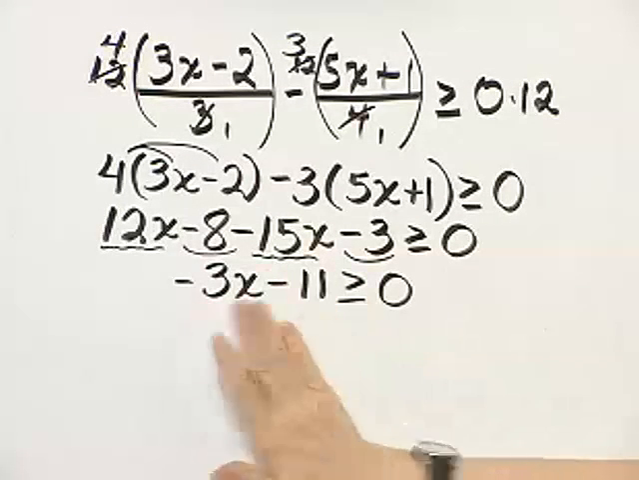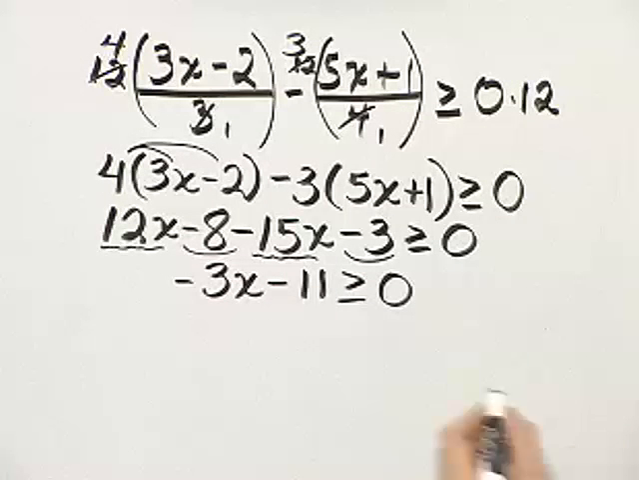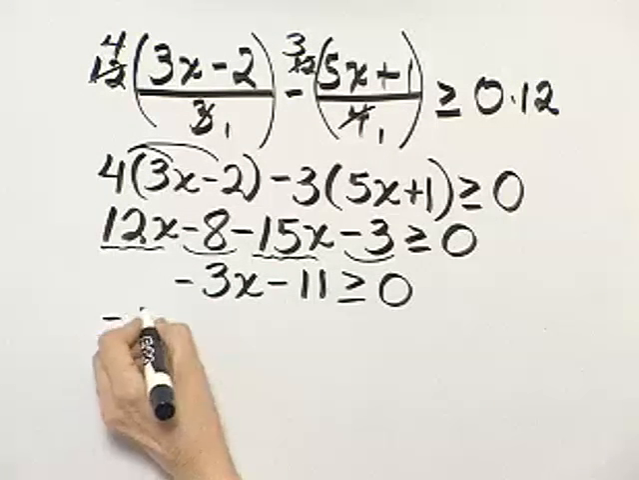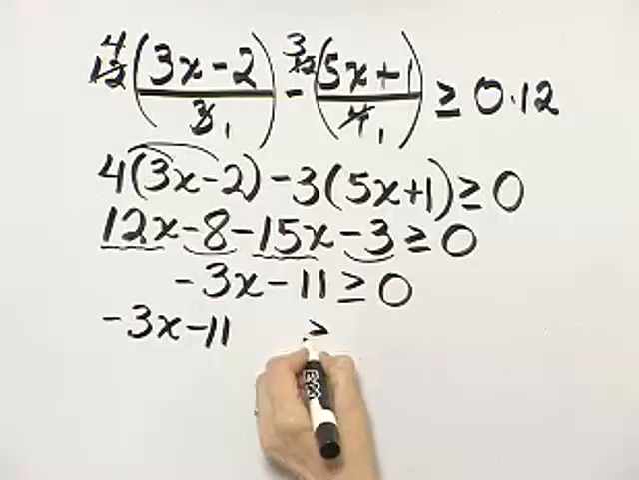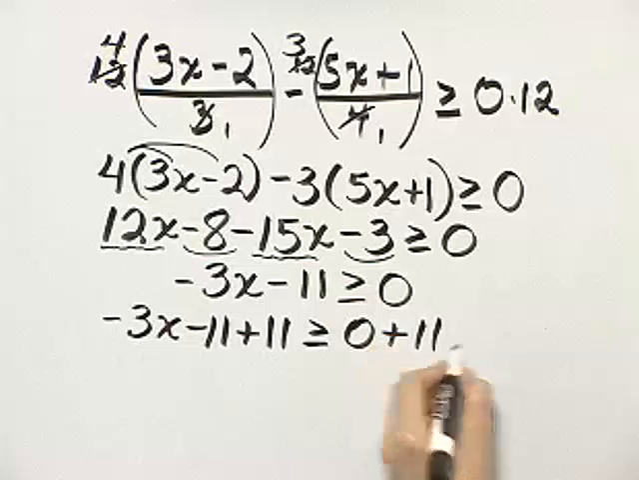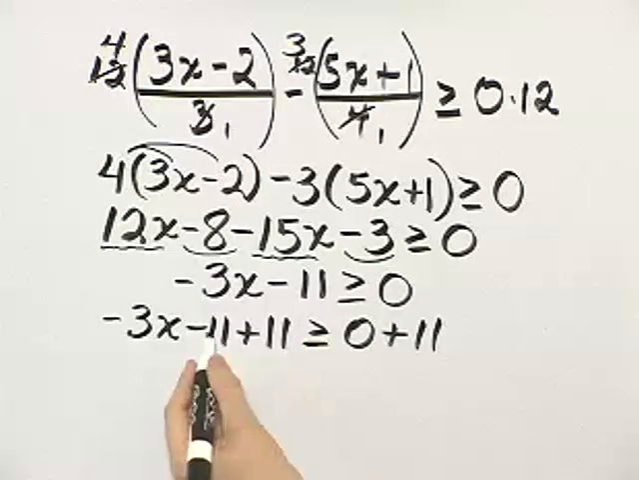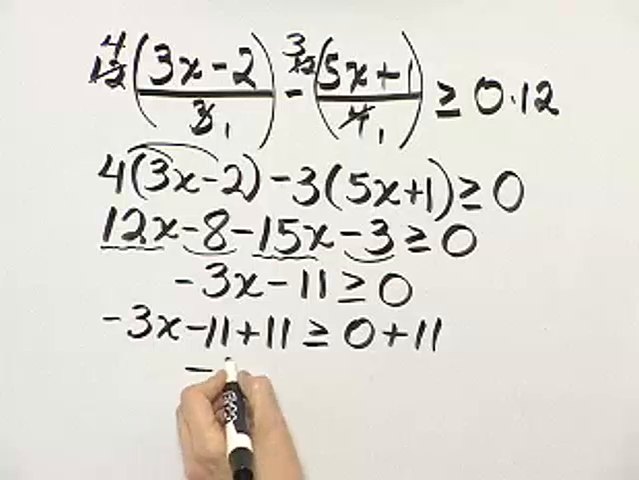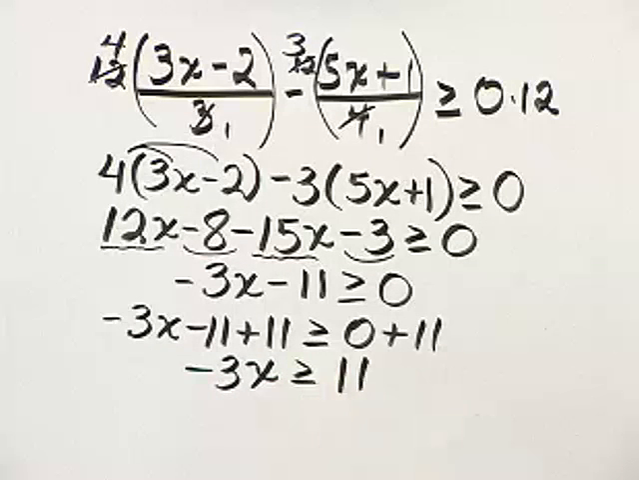Remember now we want the variable term on one side, all the numbers on the other side. So I will add 11 to both sides. Here's my left side. And then here's, I left a little space, my right side. And then I'll add 11 to both sides. Notice what happens on the left side. Negative 11 plus 11 is 0, so I have negative 3x greater than or equal to 11.